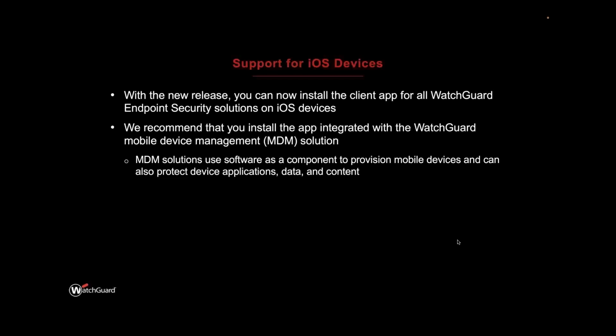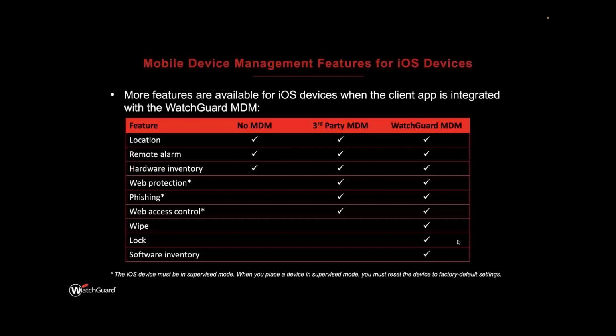And that is to say that if you are using a third-party MDM platform to manage your iOS devices, we can integrate with it, or we can offer our own MDM profile and allow a full feature set. So the feature set will include, and that's included already, location, remote alarm, hardware inventory, web protection, anti-phishing, web access control, so productivity categories, you're going to see that in a second, but also wipe, lock, and software inventory features, which are, as you see, only available if you're using our MDM.